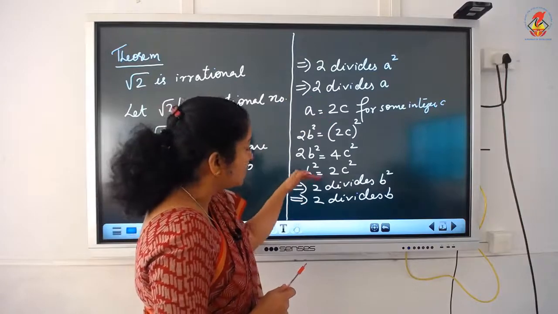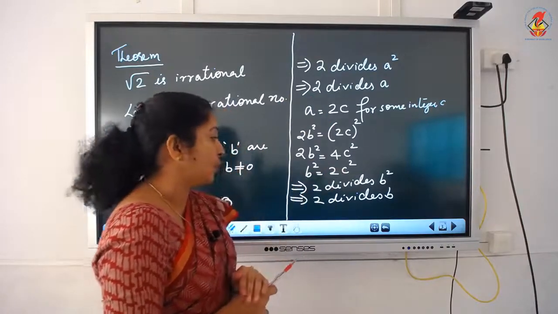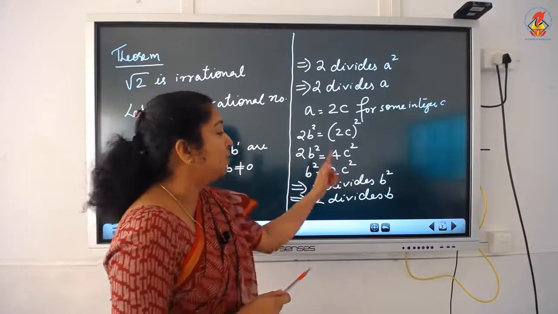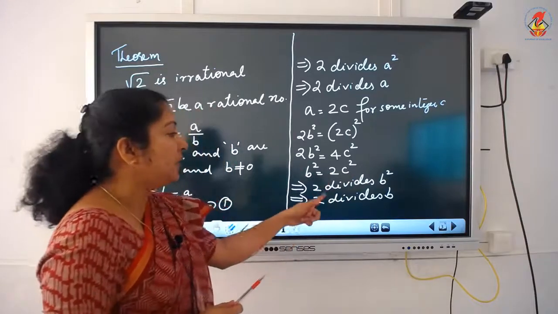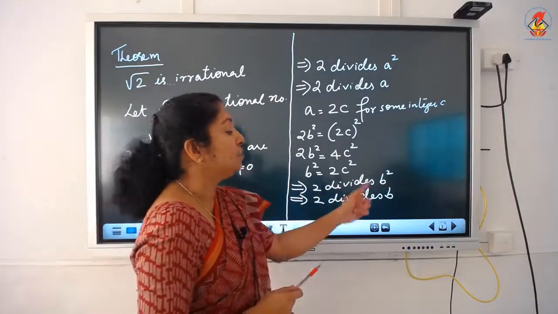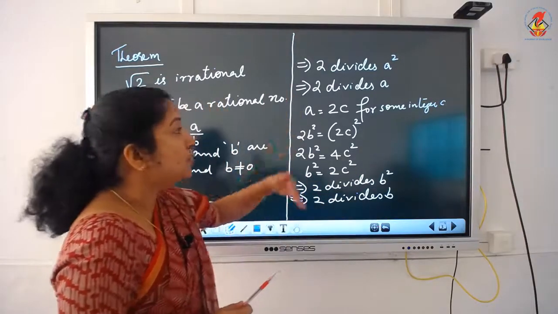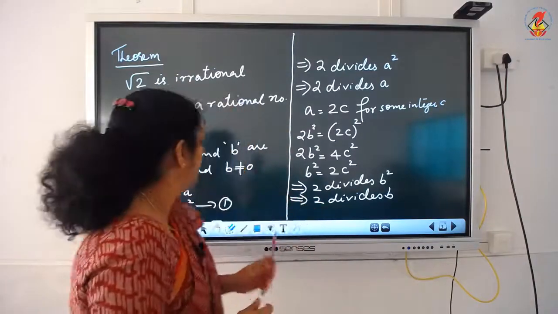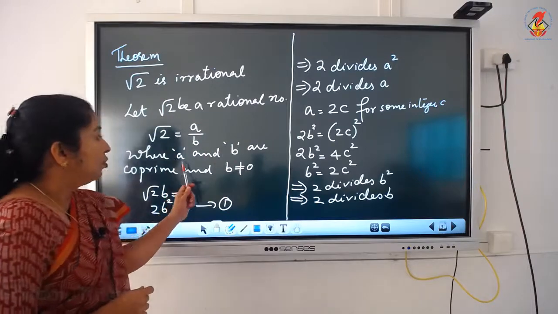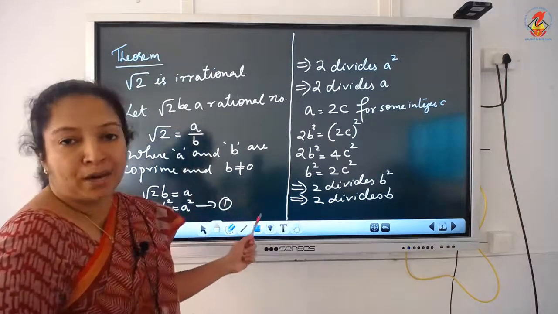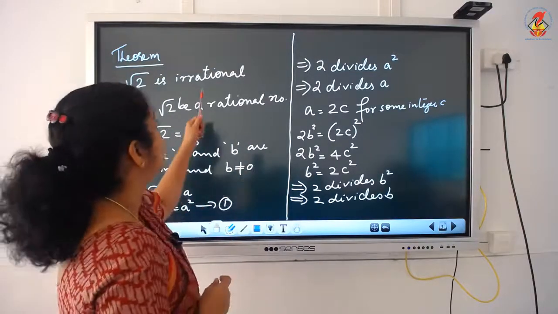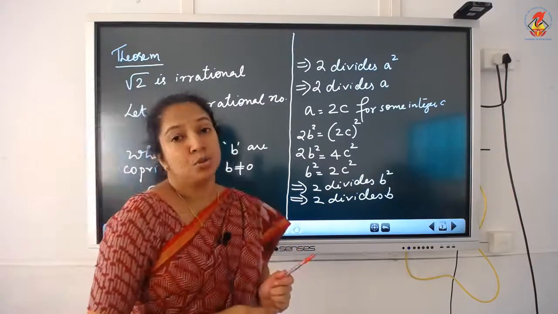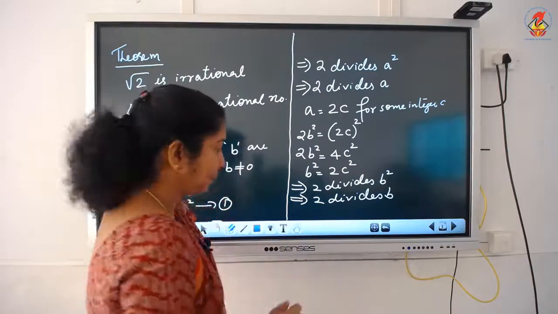So 2b square is equal to 4c square. Finally what we got is b square is equal to 2c square. This means that 2 divides b square. 2 divides b square implies 2 divides b. So 2 is the common factor of both a and b. This is a contradiction, for a and b are co-prime numbers. So our assumption is wrong. We can say root 2 is irrational.